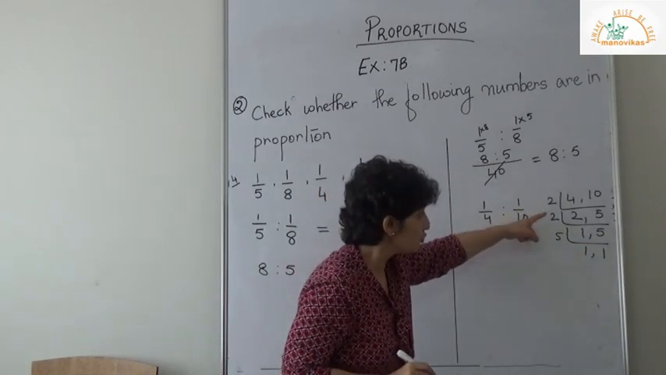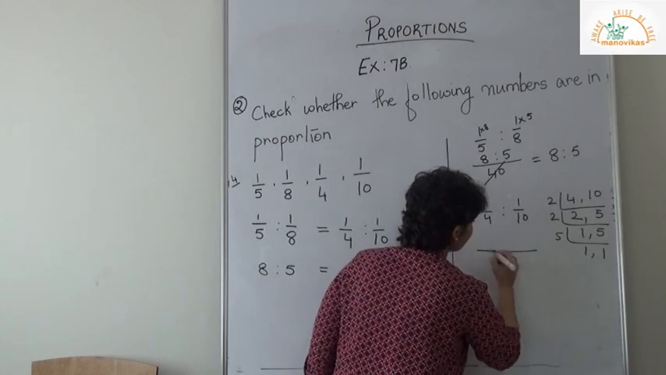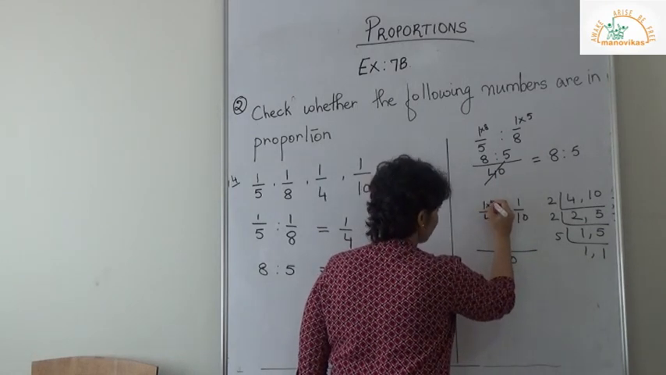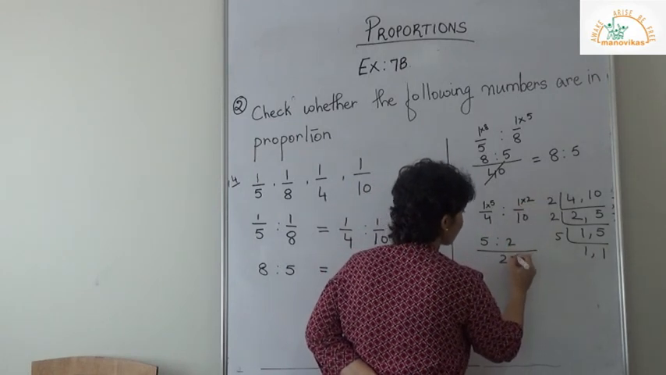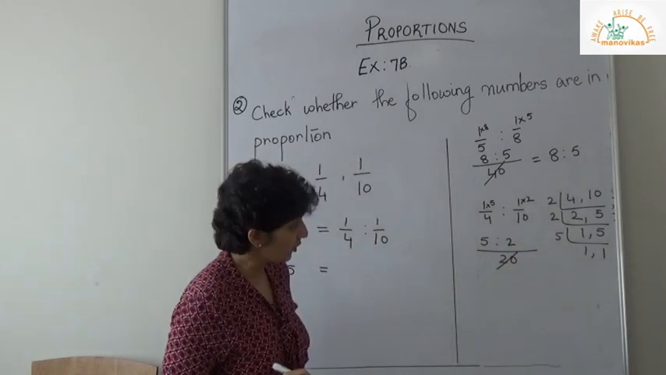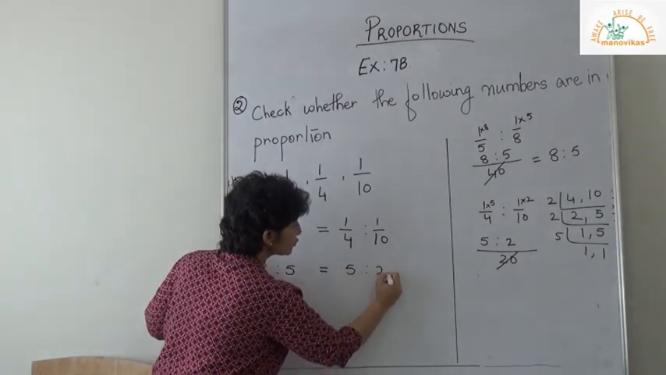Correct? So what do I get? 2 2s are 4, 4 5s are 20. So this is 20. 4 goes how many times? 4 goes 5 times plus 2. 10 goes 2 times. Ignore your denominator. What do I get? 5 is to 2.